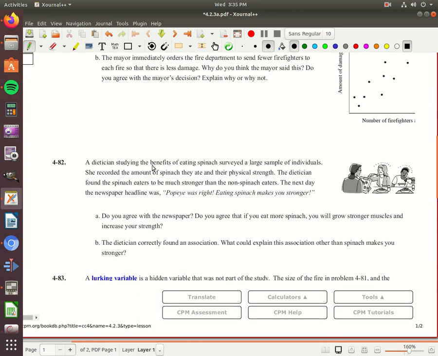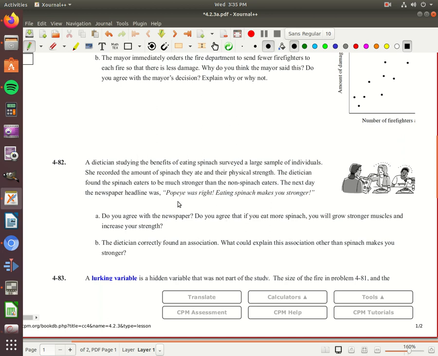A dietitian studying the benefits of eating spinach surveyed a large sample of individuals. She recorded the amount of spinach they ate and their physical strength. The dietitian found the spinach eaters to be much stronger than the non-spinach eaters. The next day, the headline was, "Popeye was right, eating spinach makes you stronger."